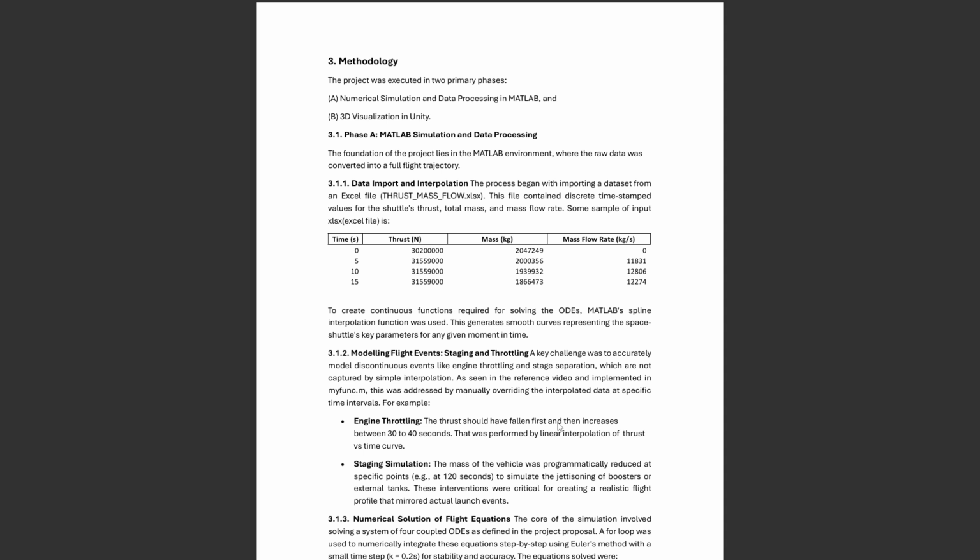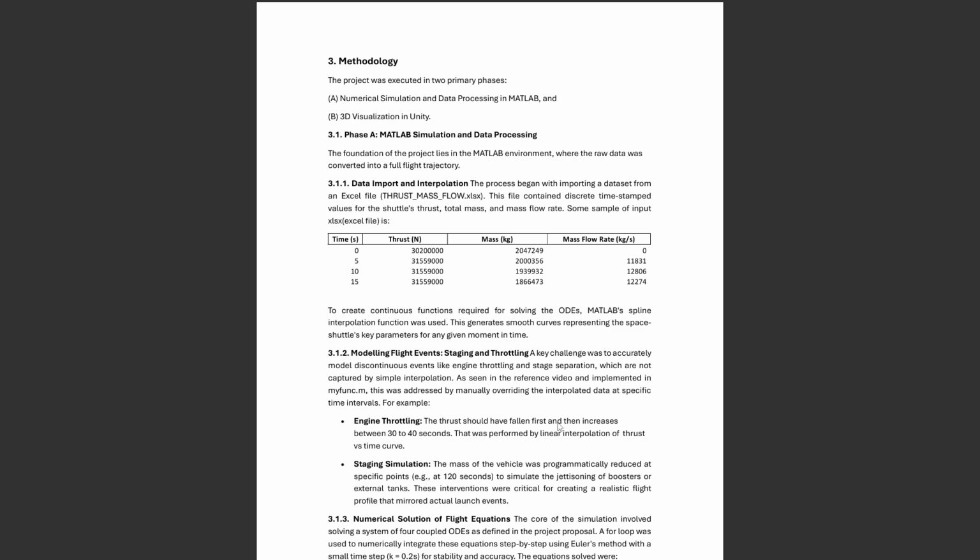So in the MATLAB section, we will first import some data from an Excel file. The name of that file is thrust-mass-flow.xlsx. In this file, we will obtain the thrust, mass, and mass flow rate at different times of flight of the rocket. And one thing is, we have considered the Space Shuttle as our rocket. It is a two-stage rocket with two solid rocket boosters and three Space Shuttle main engines.